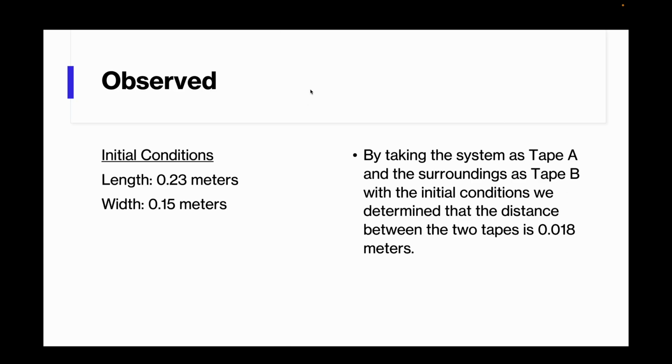For our observed model, we had initial conditions with a length of 0.23 meters and a width of 0.15 meters. Then, by taking the system as tape A and the surroundings as tape B with the initial conditions, we determined that the distance between the two tapes was 0.018 meters.